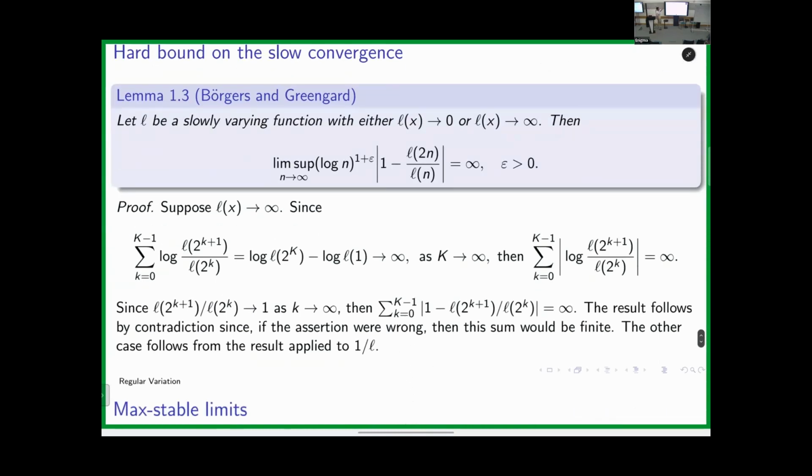The proof is also very elementary. You write log of L at powers of 2. So it's a telescoping sum, so you can count this out. You get the first term and the last term. Assuming, let's say, L goes to infinity, this guy diverges, so that this thing is not summable. So if you put the modulus, it's not summable. Should have had an infinite sum, it's not summable.